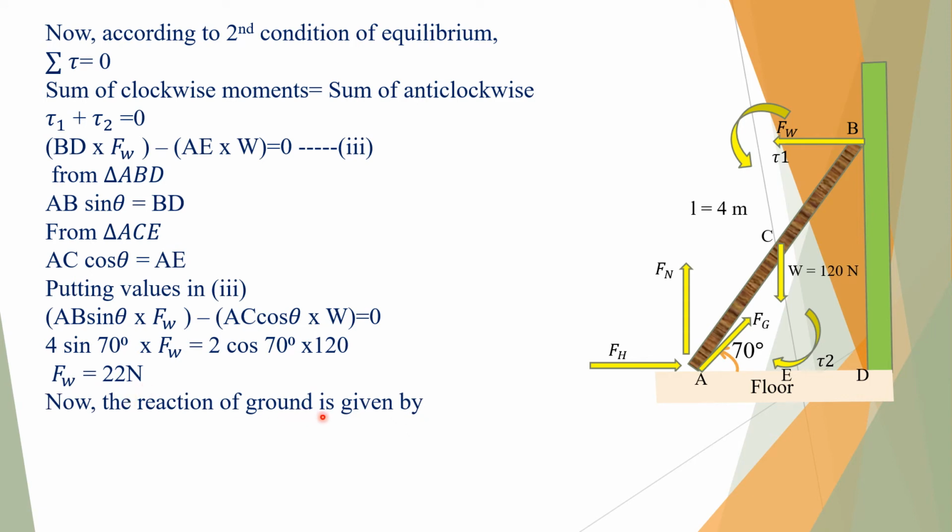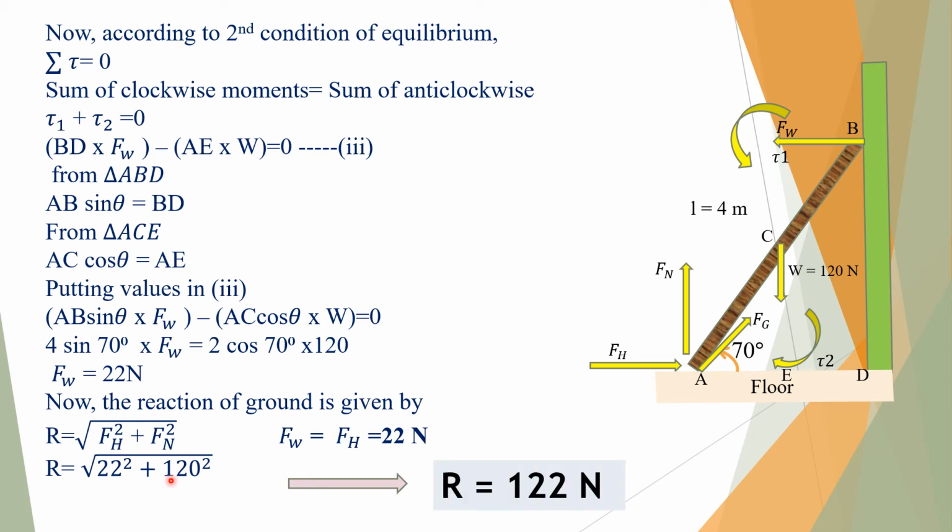Now the reaction of the ground is given by resultant force is equal to square root of F horizontal square plus F normal square. Putting the values of F horizontal force and F normal force, and by solving we get, actually here FW is equal to F horizontal, that is equal to 22 Newton, and by solving we get our resultant force is equal to 122 Newton.